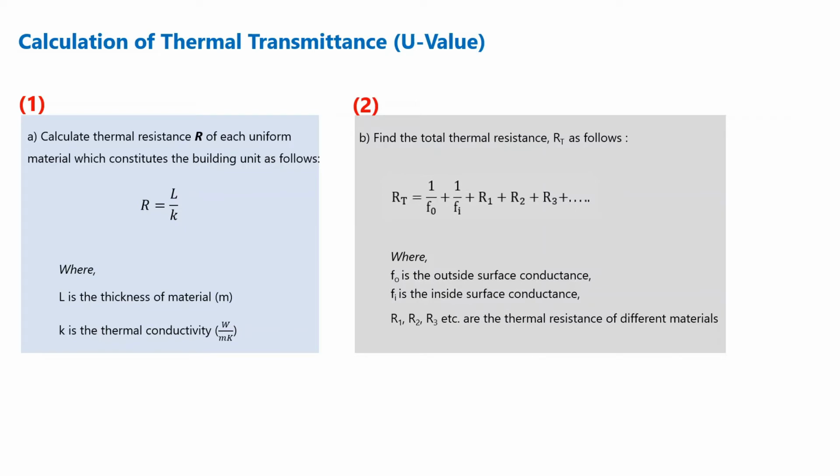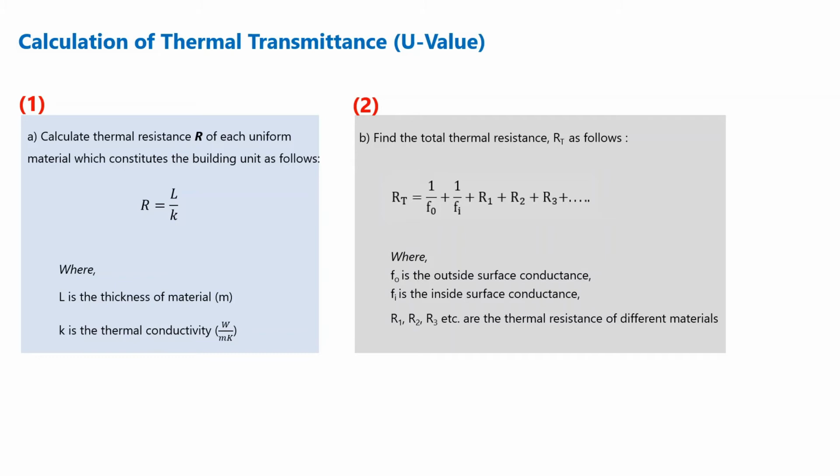The second step is to find out the total thermal resistance RT. That means if a wall is taken, there will be an interior plaster and there will be a brick structure and outside there will be again a plaster. So the thermal resistance of each of the materials is calculated in the first step, and in the second step a sum of all of them is taken, whatever materials are there.